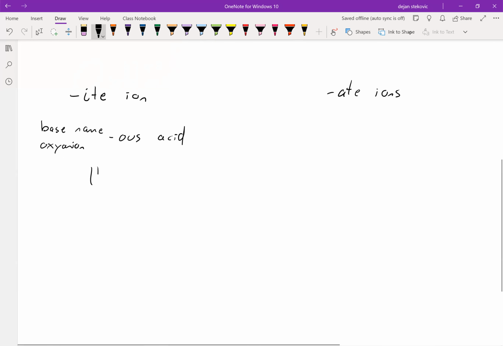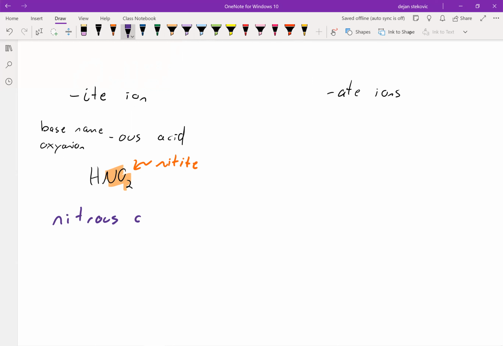So for example, HNO2, if you think about NO2 minus, that's nitrite. So the ite is going to become an us, and so this will become nitrous acid.